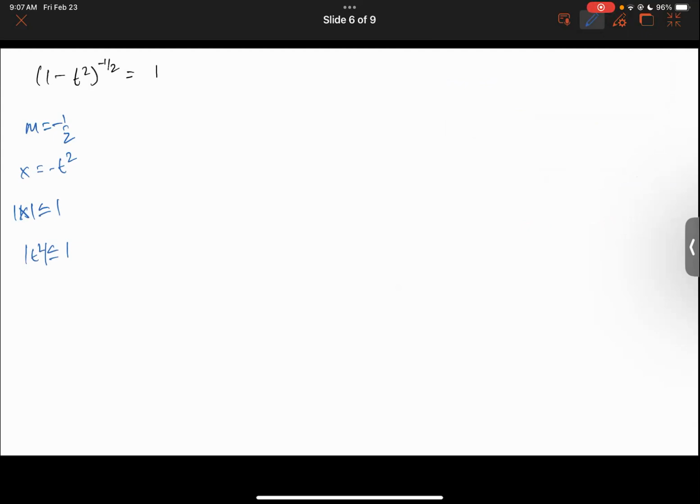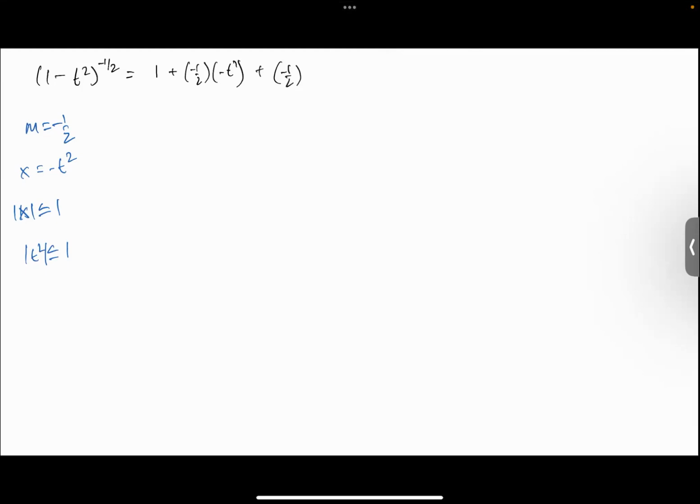So 1 plus m, so plus negative 1 half times x, which is minus t squared. Plus negative 1 half, so using m, and then m minus 1, so negative 3 halves times x squared over 2 factorial, so negative t squared squared over 2 factorial. Then plus negative 1 half, negative 3 halves, this is m, tsaka m minus 1, and then m minus 2 is negative 5 halves, and then negative t squared cubed over 3 factorial, and so on and so forth.